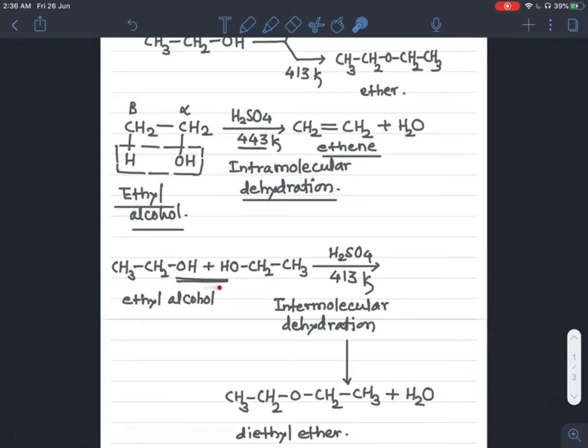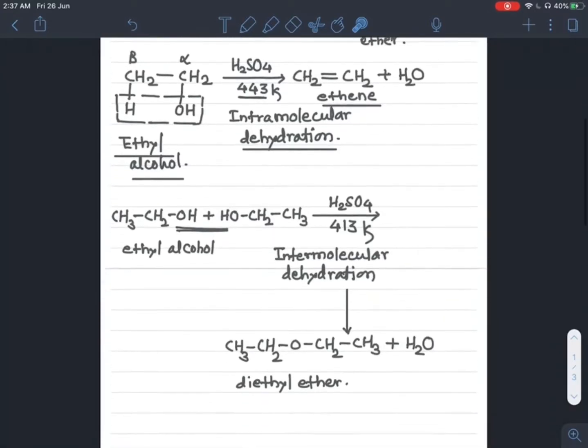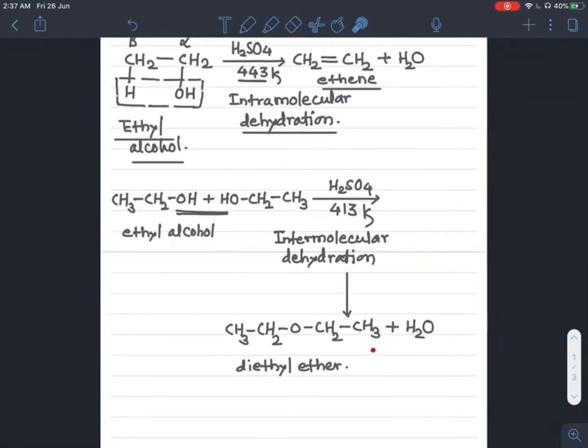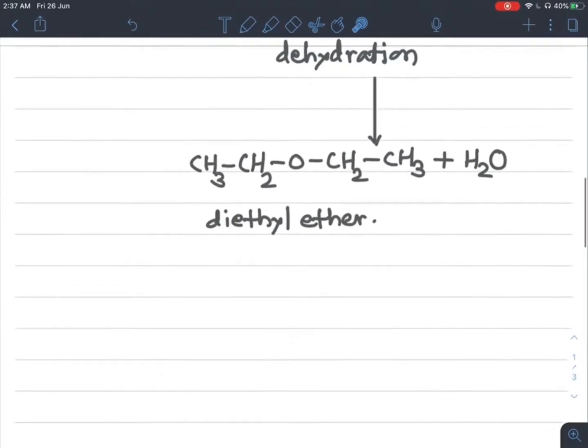But the same reaction at a 413 Kelvin temperature, then two molecules of ethyl alcohol undergo dehydration. From the two molecules of ethyl alcohol, removal of H2O takes place and the remaining parts join with each other. So there is a formation of diethyl ether with the removal of water. So this is the most important method for the production of ethers.